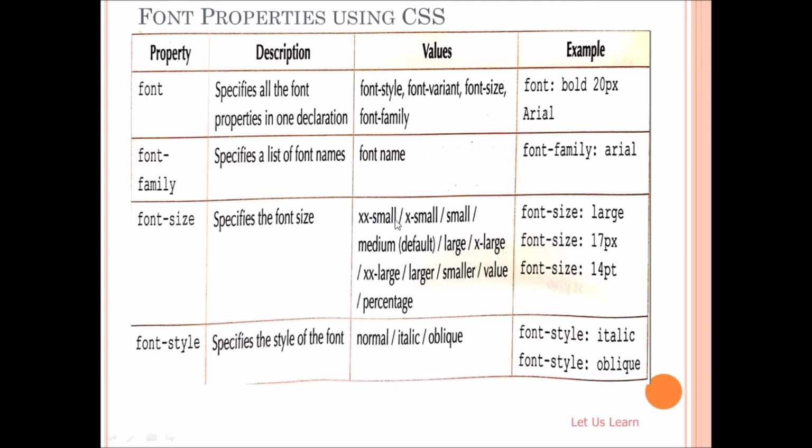And coming to the size, you can use small, extra small, large, medium, like that, and you can go for a value also. In MS Word you have 10, 12, 18, right? Same thing. Here you have to specify in two types: one is pixels, PX means pixel, PT means point. And the last one is style. Style means italic, you will be using italic, right?